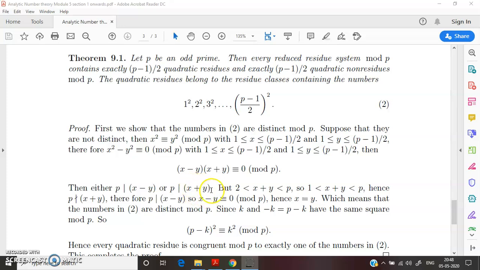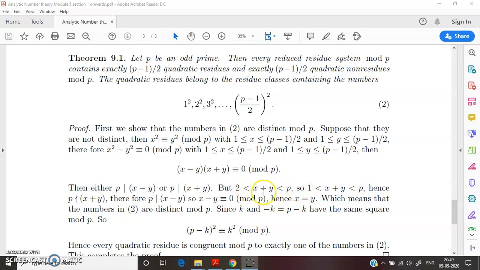Now let us take the case of x + y. When you add these two, x and y, the lower bounds 1 and 1 give 1 + 1, which is 2, and the upper bounds give (p−1)/2 + (p−1)/2, which is p − 1. So here the sum should be p − 1.